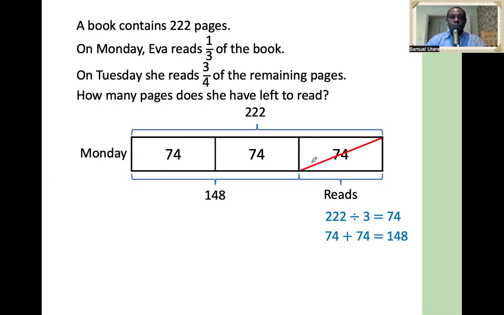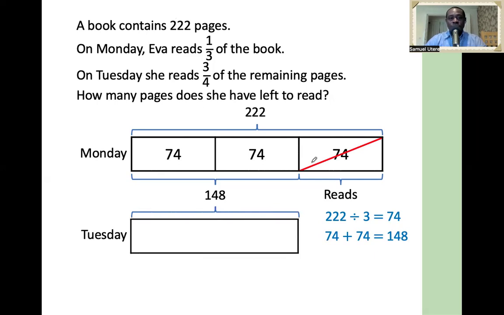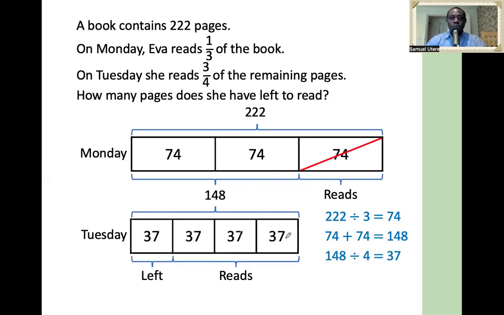We know that 148 is left, but of that 148, she reads 3/4. So we need to divide by 4 to find out what she's read and multiply by 3. So another way of doing it is to cross out what she's read, and then whatever is left is what answers the question. Okay?